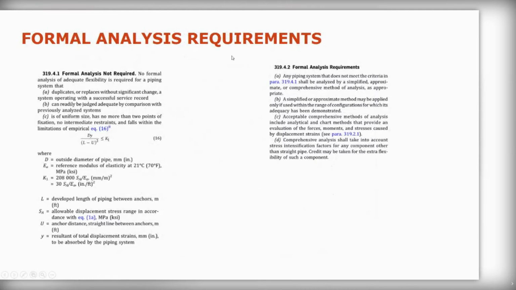And then for formula analysis requirements, that's basically what we covered. What does the code say you need to fulfill? Each section should pass the equation for sustained loads. Each section has to pass the equation for occasional loads. And then each section has to pass the equation for the secondary loads, or the thermal expansion load case.